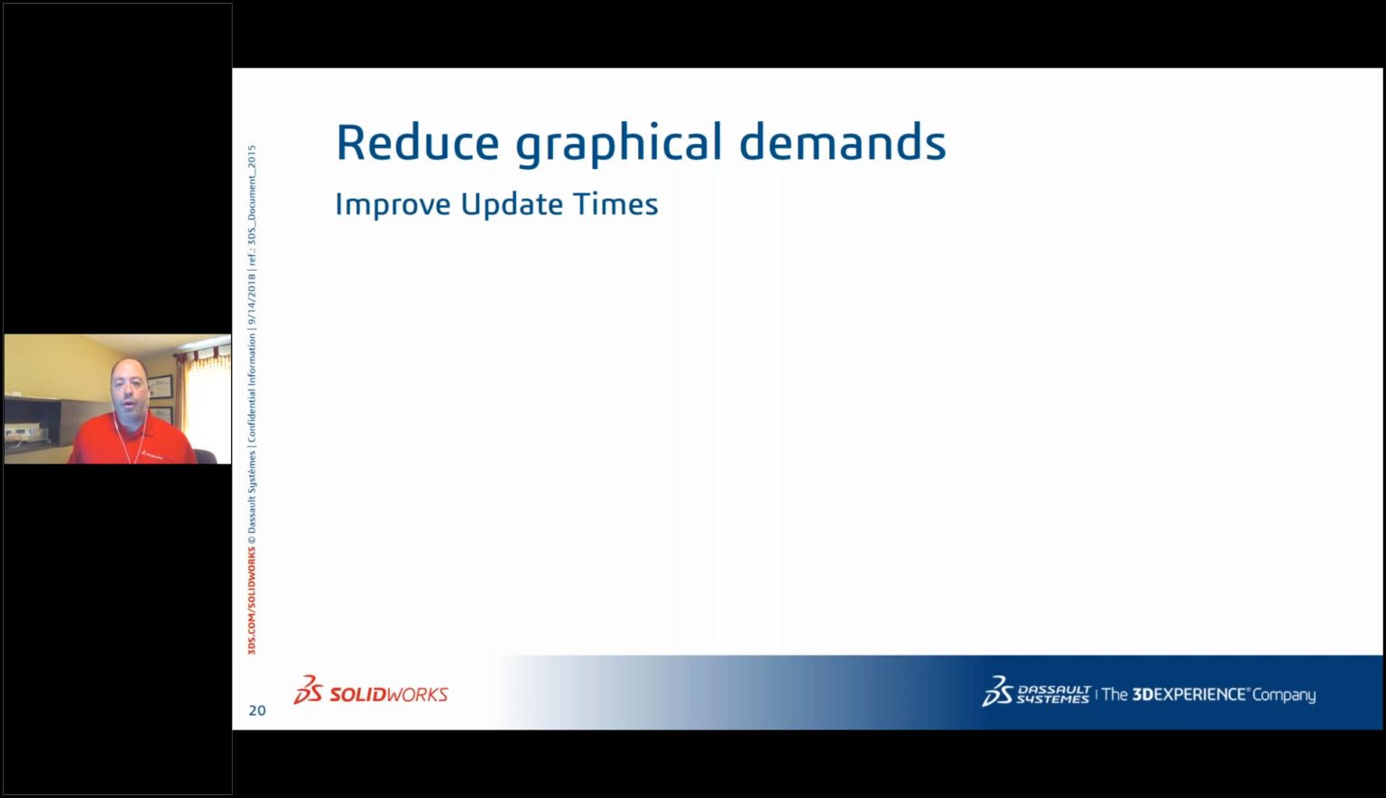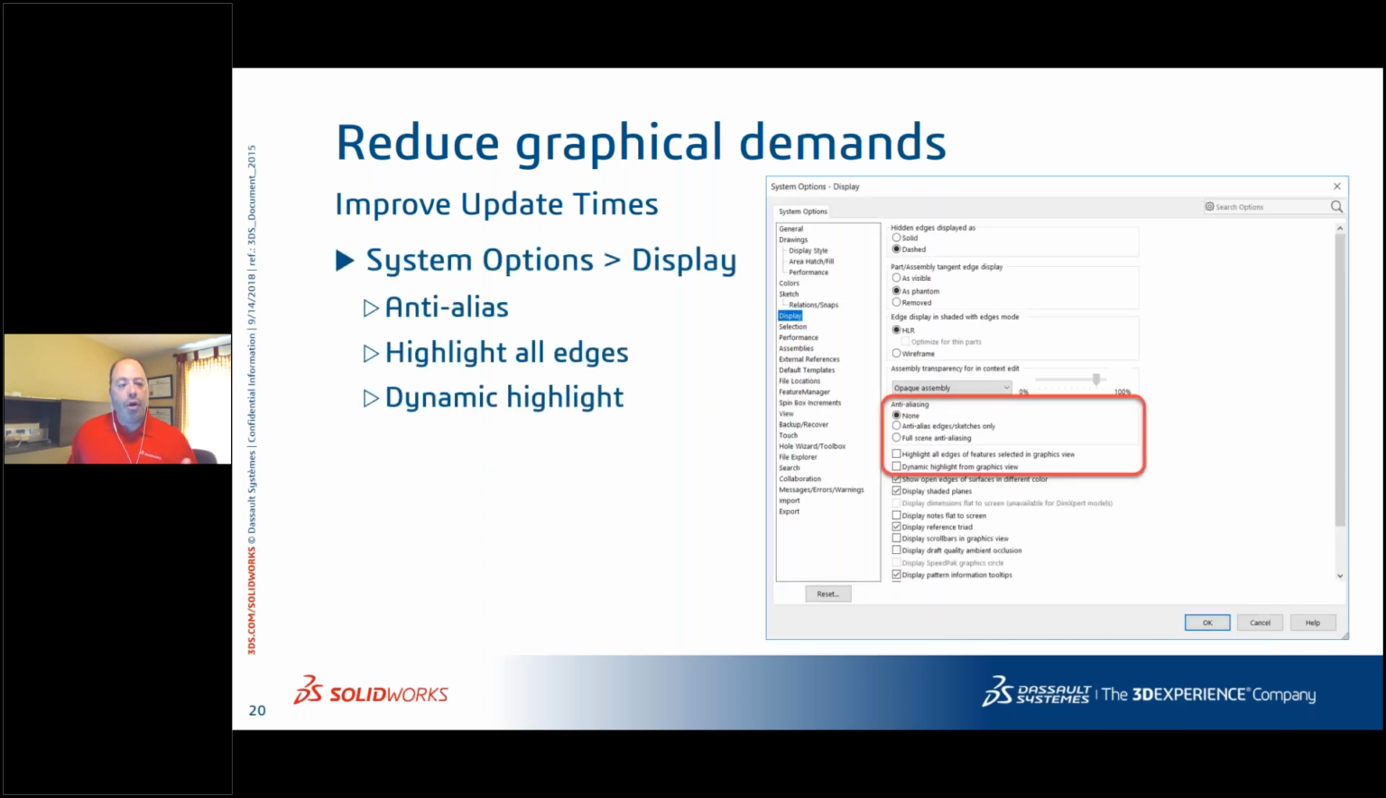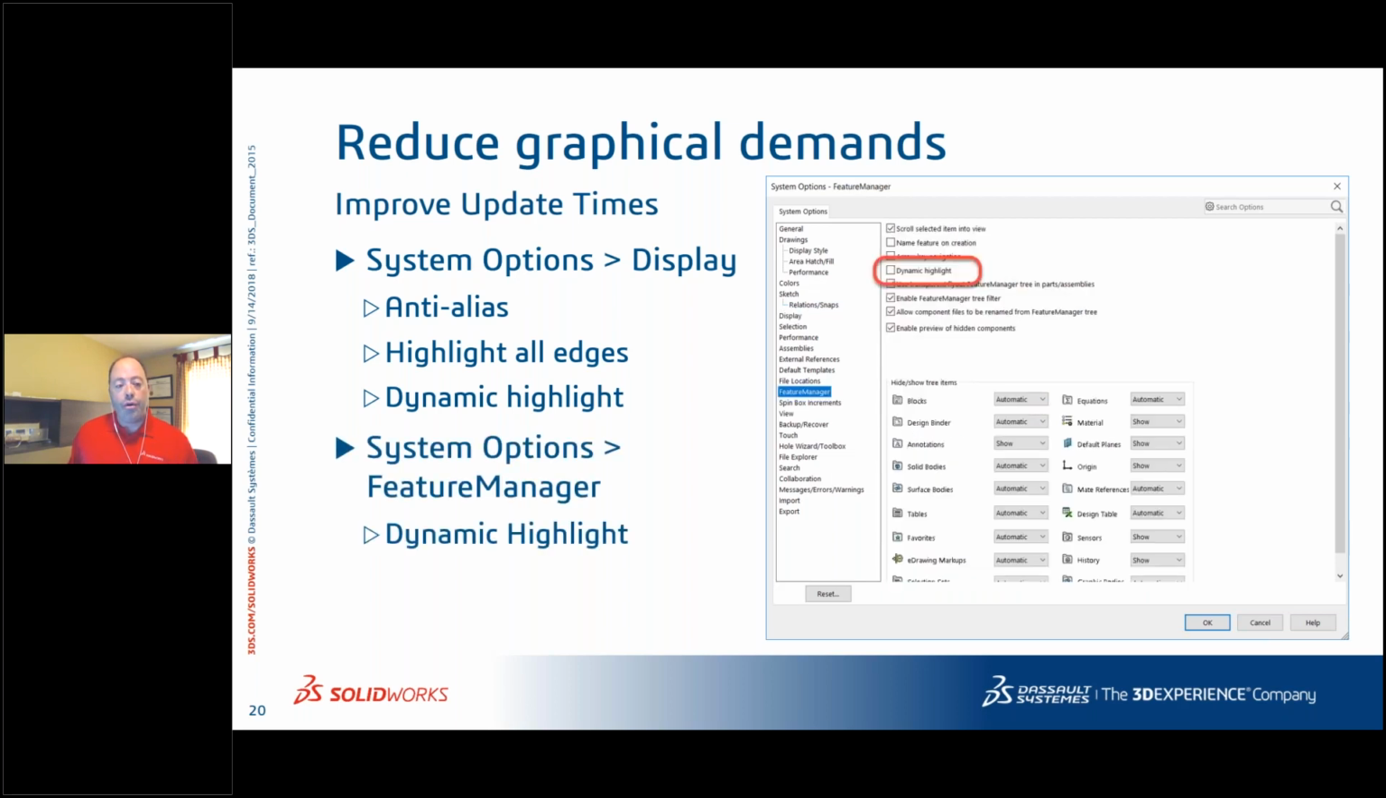Also, with regards to graphical demands, there's a few other options not controlled by large assembly mode you might want to take a look at. So for example, anti-aliasing, highlight all edges, and dynamic highlight. That's from the system options display dialog. So these three options you see right there, you might want to disable those. Another option you might want to take a look at is FeatureManager dynamic highlight. Also, that will help in large assembly when you're navigating in the tree and in the screen. Less things to paint again on the screen.